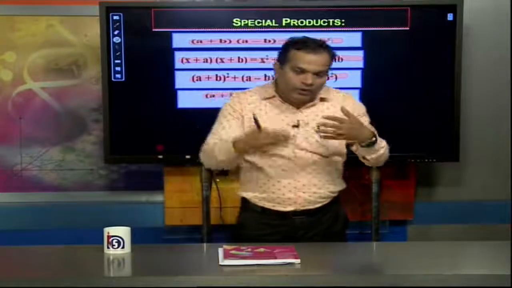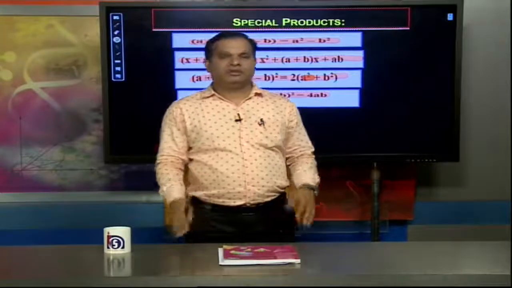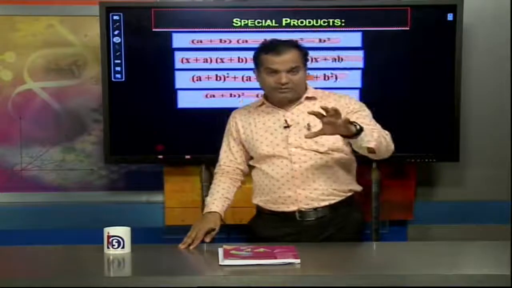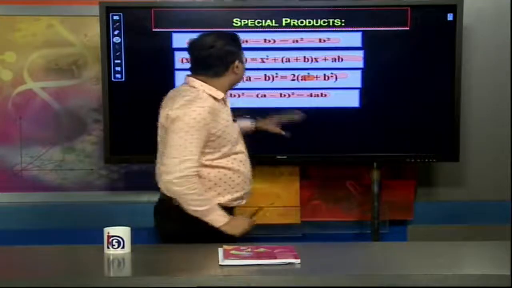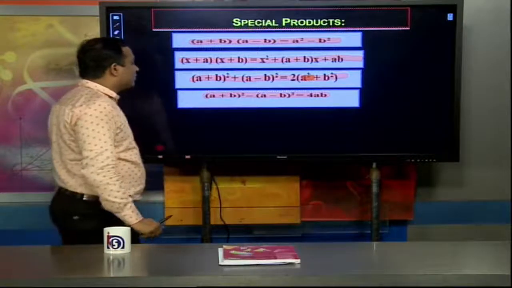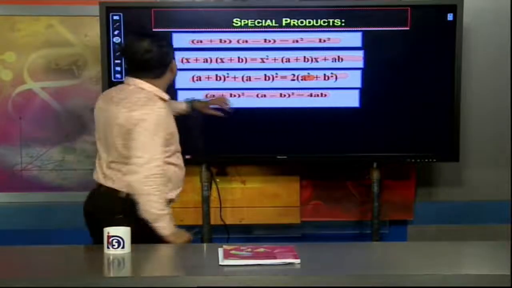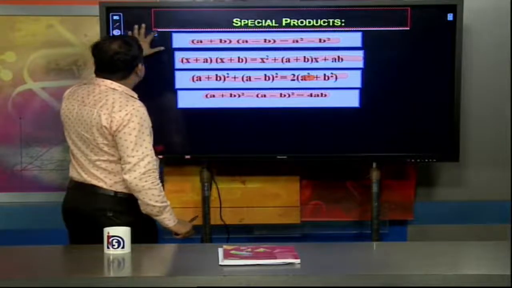Suppose we are talking about (a plus b) whole square, it is a square plus b square plus 2ab, but we must understand how that formula is derived. For example, this formula (a plus b) whole square minus (a minus b) whole square, how is it 4ab? I would like to tell you how it is possible.